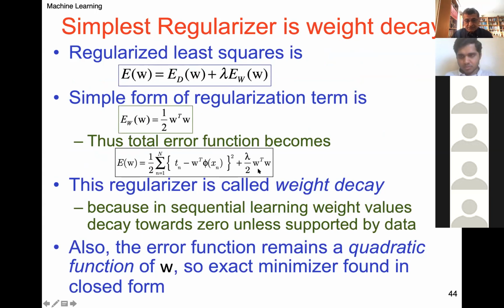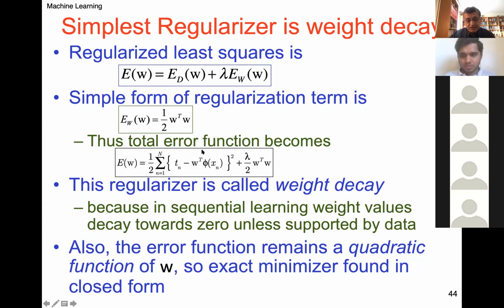So if you want to keep this minimum, it means W should become smaller and smaller, it should go to zero. And that's why it's called weight decay. We're making it smaller, but the data is what keeps it away from zero. You say you need a W that's really the appropriate one for this data. So it's kind of an interesting interplay. The error function remains a quadratic function of W. Interestingly, if this is what you're going to be doing, this has a closed form solution.